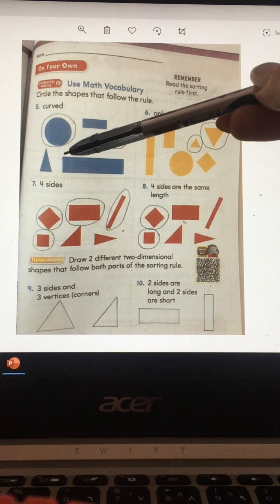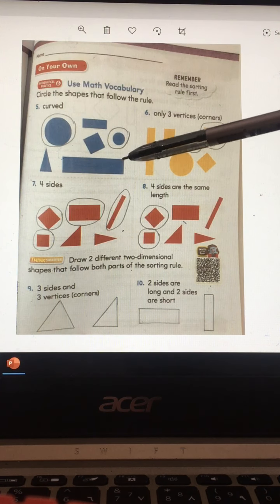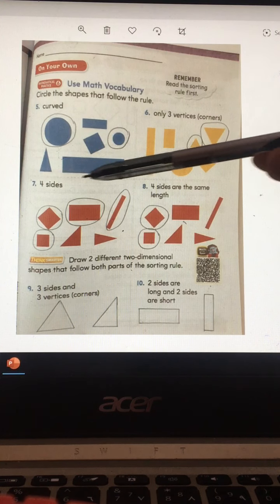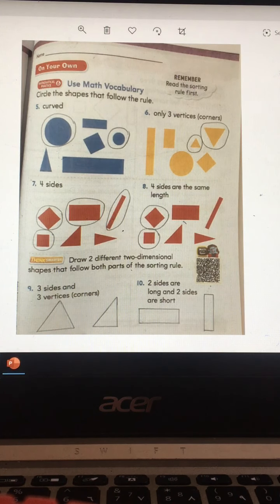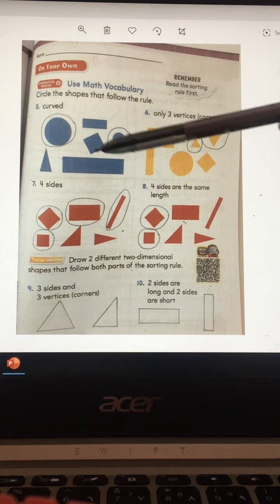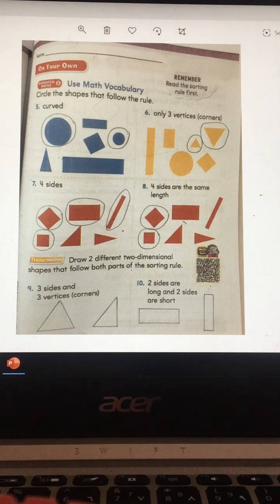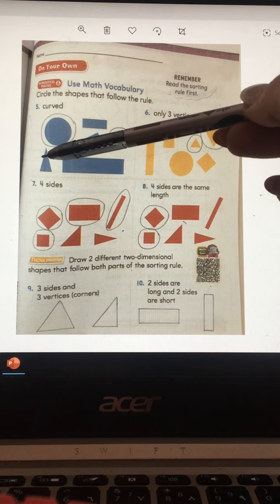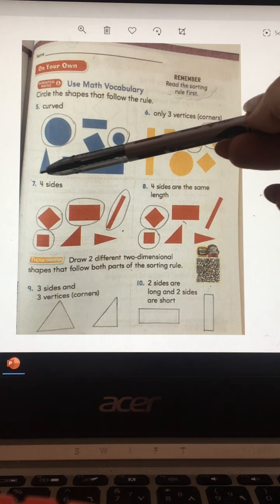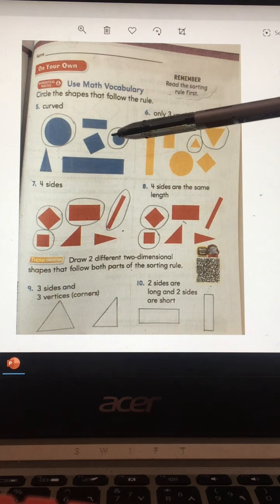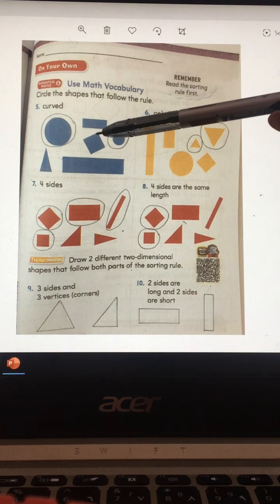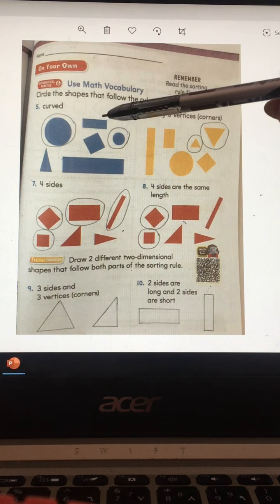Okay, this is the first straight side, this is the second straight side, this is the third, and this is the fourth. So the rectangle has 4 straight sides. It doesn't have any curved surfaces. The triangle also has 3 straight sides. It doesn't have any curved. The square as well has 4 straight sides. It doesn't have any curved. And the other small rectangle also has 4 straight sides.